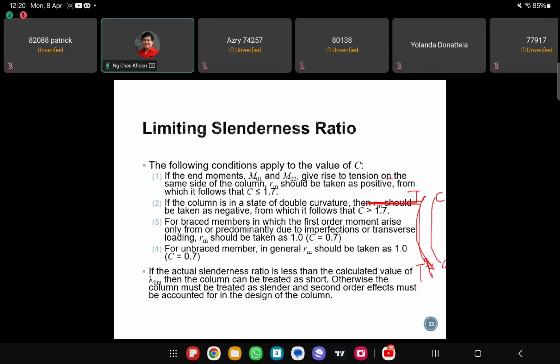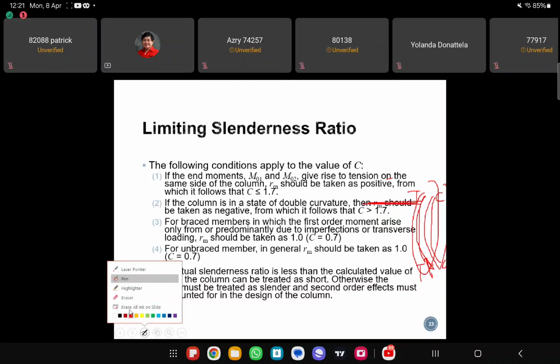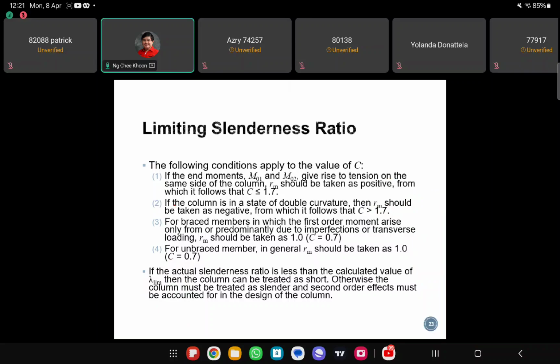For the top and the bottom, they all have the same type of stress, because the column will bend this way. Okay, so this side will be compression, and this side will be tension, yeah? Right? And then if the column is in the state of double curvature, then Rm should be taken as negative, from which follows that C will be greater than 1.7.